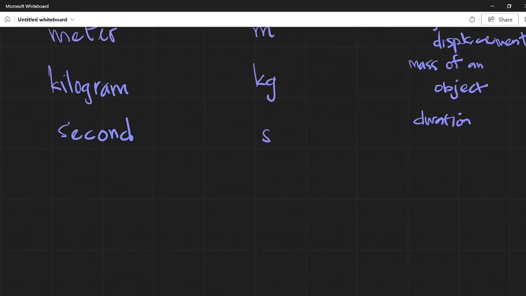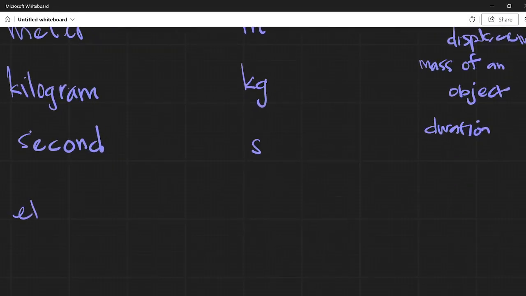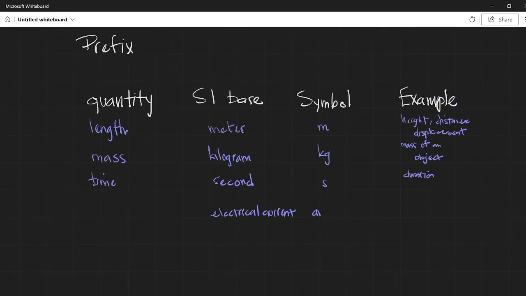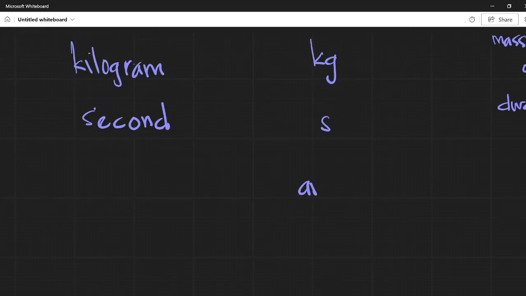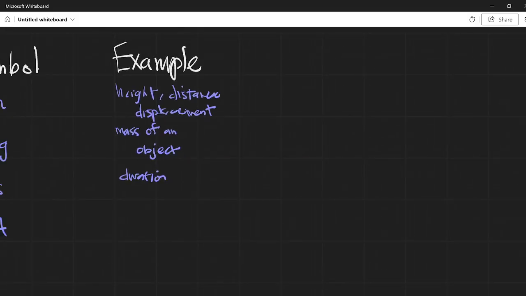And then, we'll be mainly focused on these ones to start, but I'll quickly fire off the rest of them. We have electrical current, and this is in units of amperes. This is somebody's name, so we capitalize it. And this is just used for the current in a circuit.